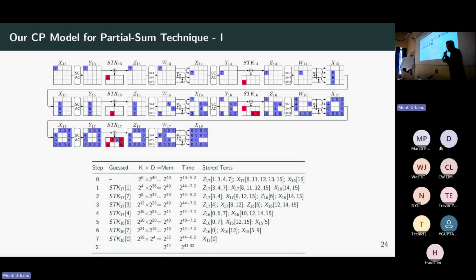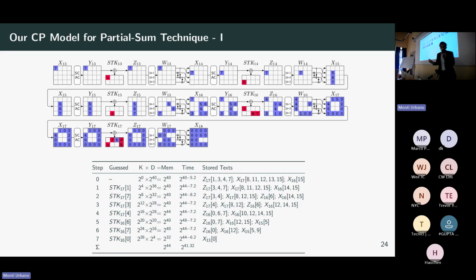I'll just give you the core idea. You can refer to the paper to see more details. This table at the bottom represents each step of the partial sum technique. And each step has its own memory and time complexity. But if you look at this table, if you know in which step you should process each cell, everything else is known. It means that we should find the step number in which we process each cell.